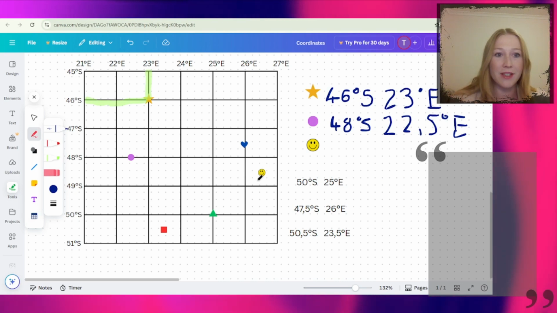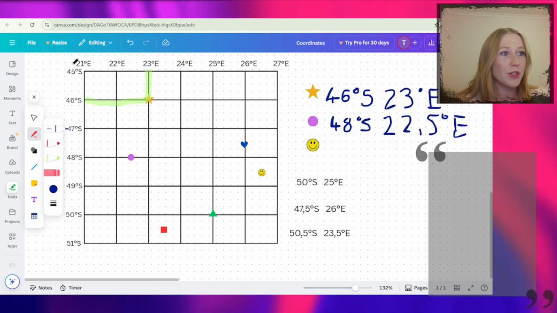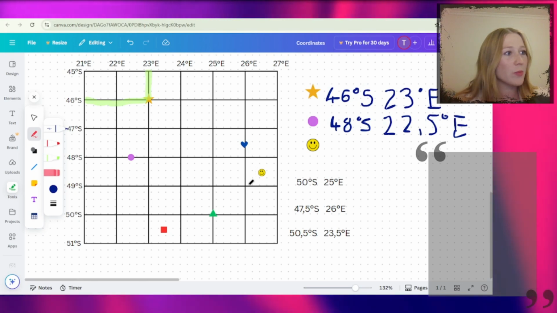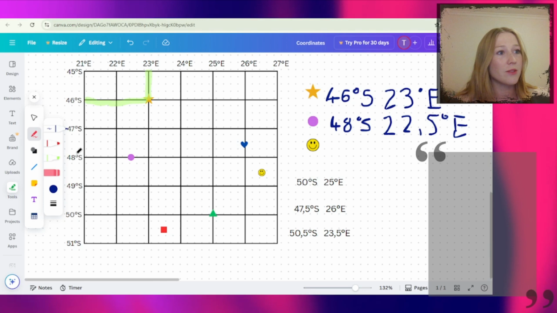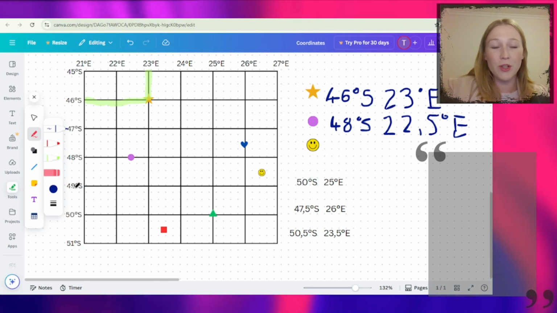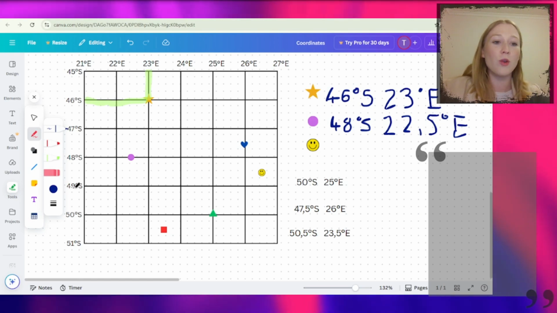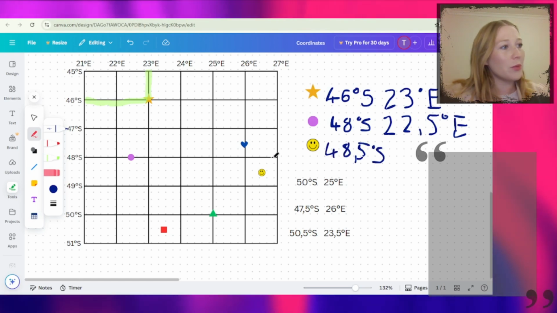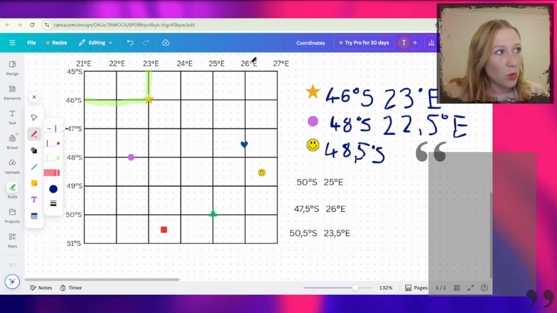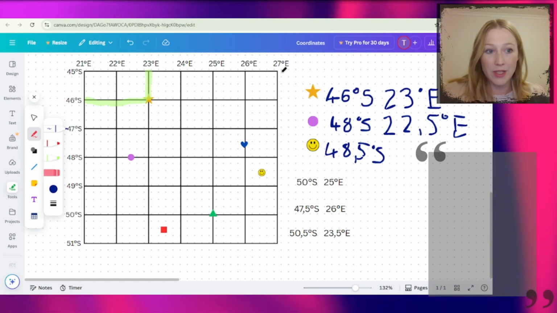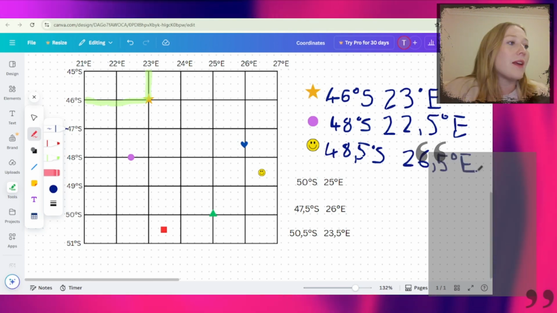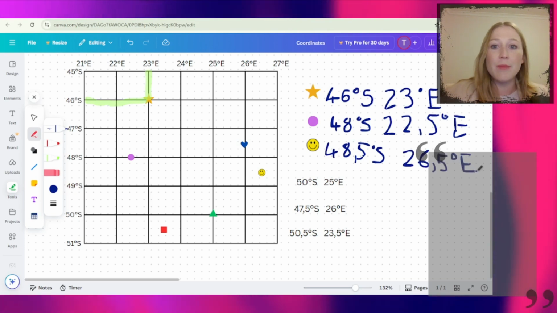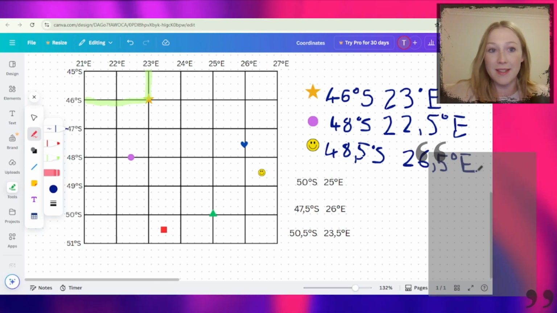Then the smiley face. Smiley face would go south. So we can see smiley face is also between 2 lines of latitude. It's between 48 and 49 degrees south. So we're going to do a half and a half again. We're going to call it 48 and a half. And then we can also see that it's between 26 and 27. So again, we're going to do a half. Are you with me so far? Every degree can be broken up into minutes.